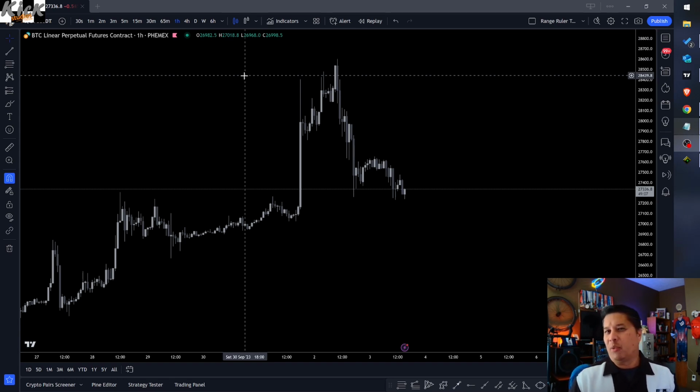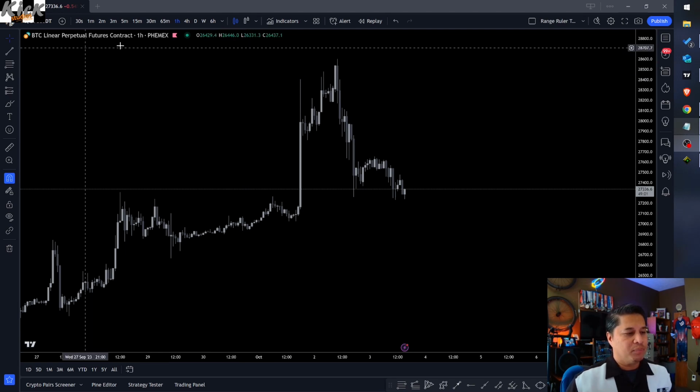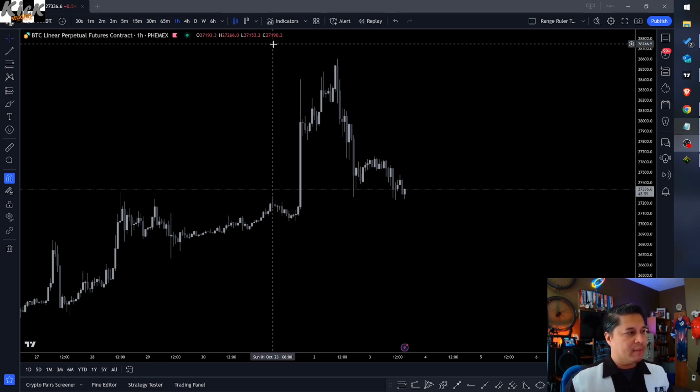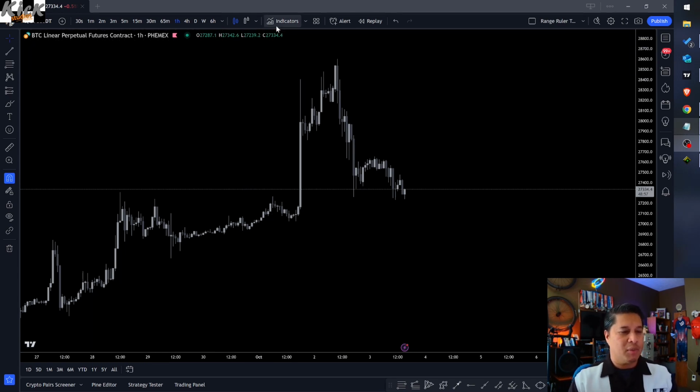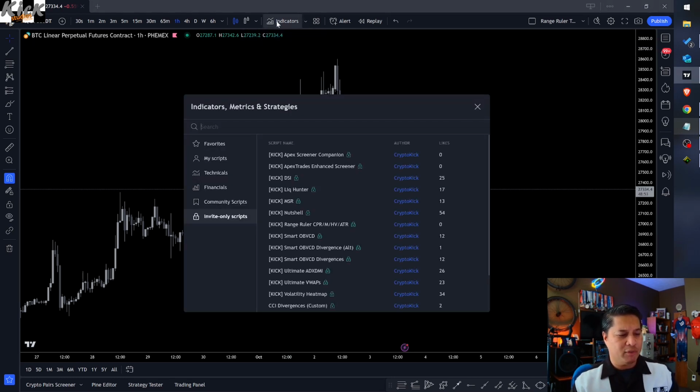And if you're unfamiliar with what a CPR indicator is, at its core, it's actually pivot points, or what we call floor pivots. I'm going to go ahead and show you how to add the indicator in here real quick, and then we'll talk about how we use these different levels. Okay, so if we go to indicators here, you'll find it under invite-only scripts, and you may have one or a few of these, but it's right here called Kick Range Ruler CPR M HV at ATR. And these are all the different types of levels that are supported by that. So just add that to your chart.